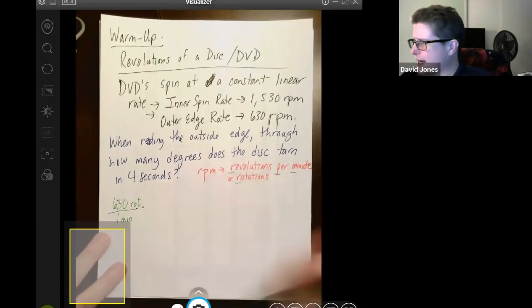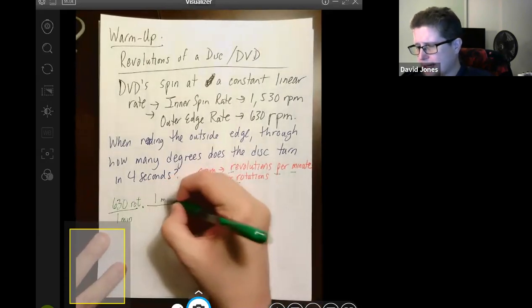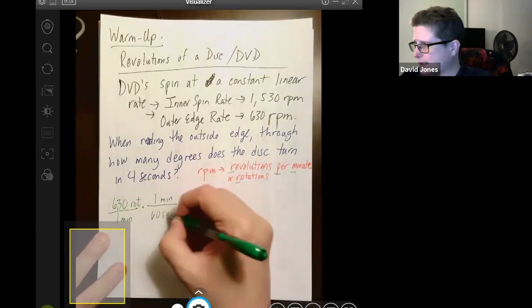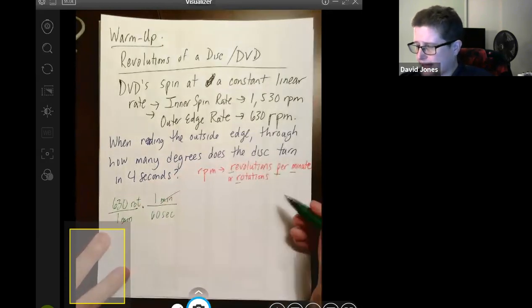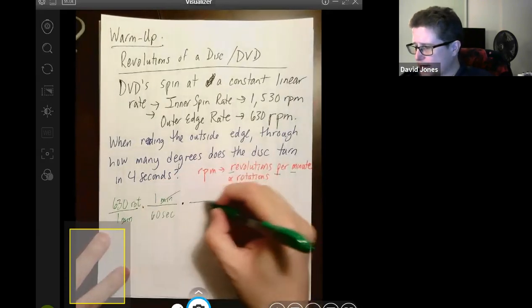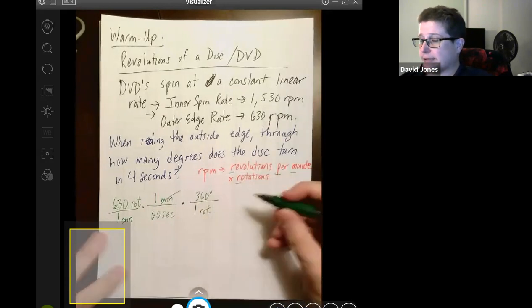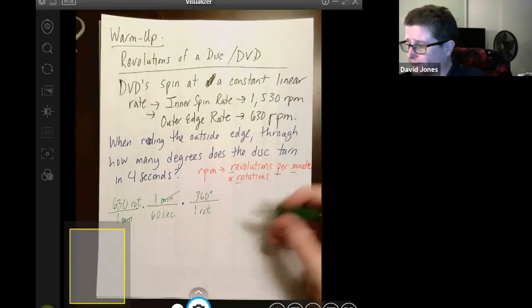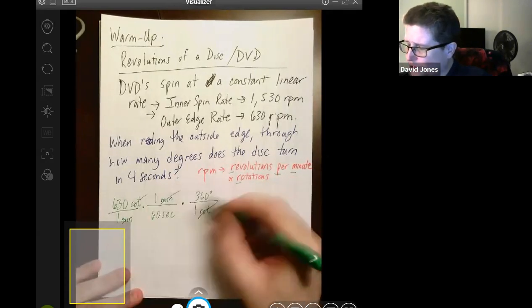And we need to end up with degrees per second. So we need to get rid of minutes. 1 minute has 60 seconds. And that cancels out the minutes thing. And now we got seconds. We need to get rid of rotations. One rotation does 360 degrees. And now we're out of rotations. Now we have degrees per second.